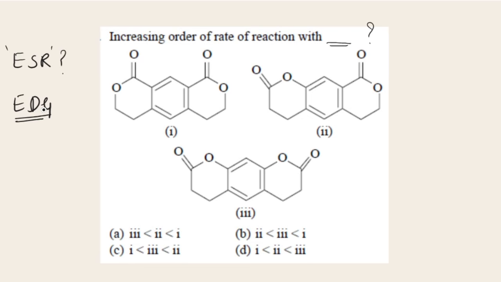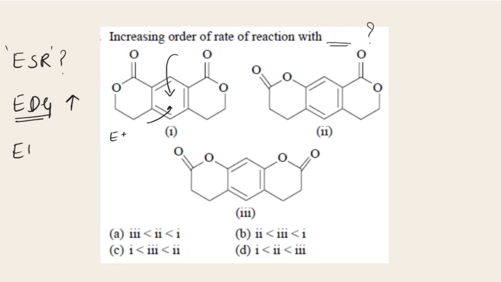What are electron donating groups? Like methyl, hydroxy, amine. Either they donate the electrons through inductive effect or resonance. By this, the electron density on the benzene ring will increase and the electrophile will attack this benzene ring easily. That's why electron donating groups increase the rate of reaction.